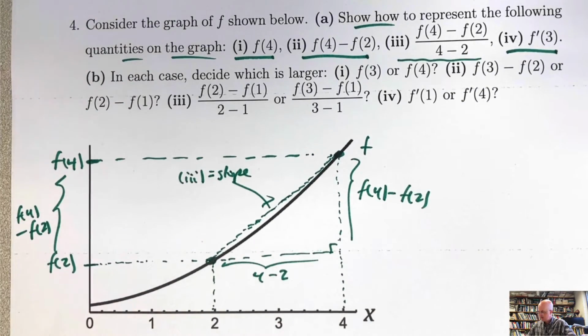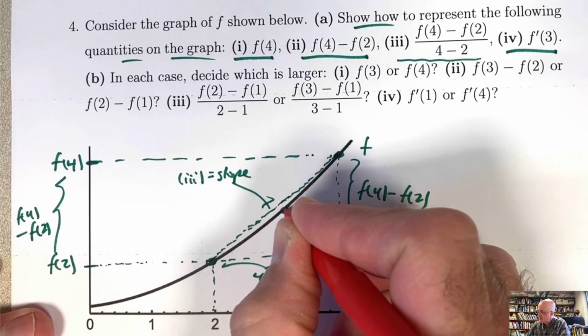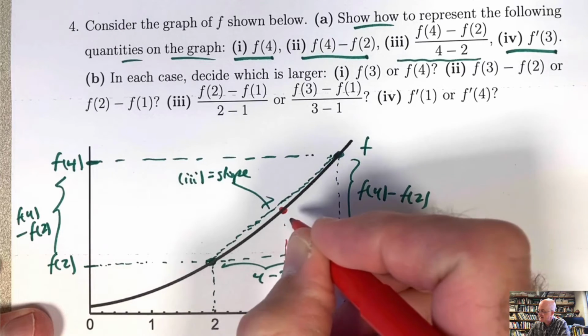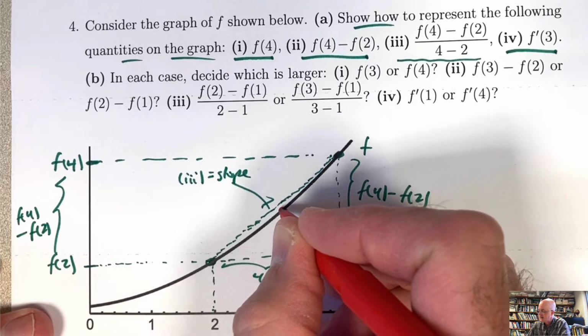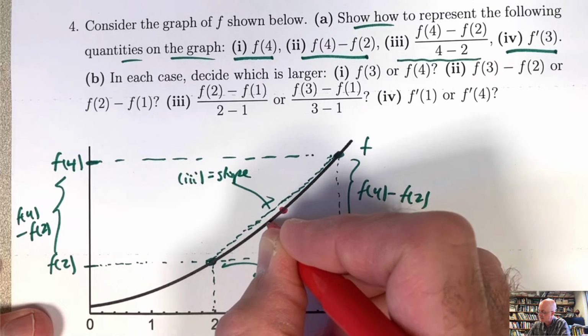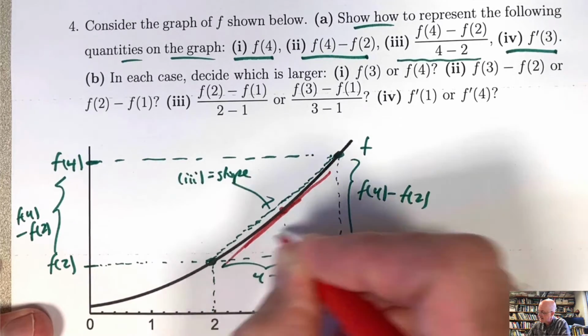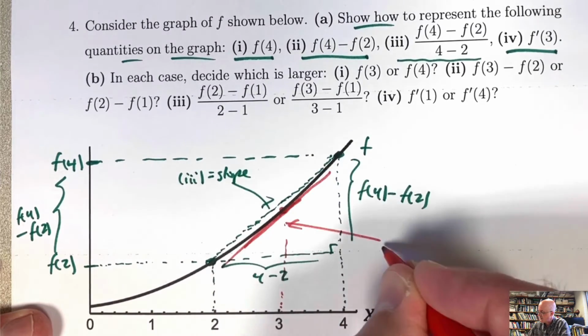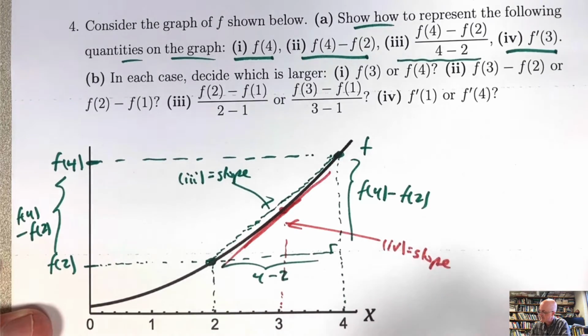Let's use a different color here. F prime of 3, as we've emphasized in the last couple of problems, the derivative gives you the slope of a tangent line. The tangent line here is the best linear approximation to the point. It's the line this curve looks more and more like as you zoom in on this point. It would look about like this, right about like that. Part 4 is the slope of this thing.